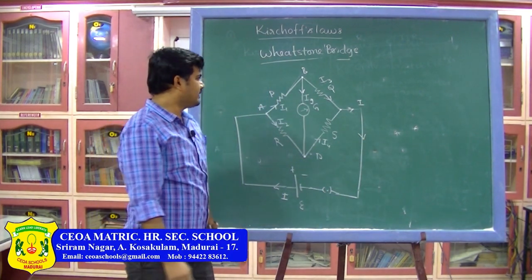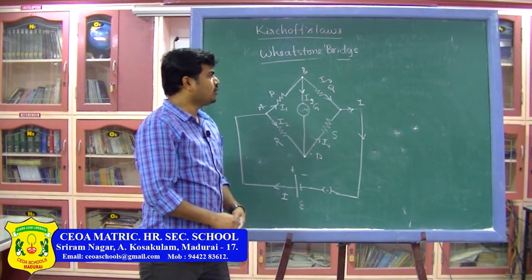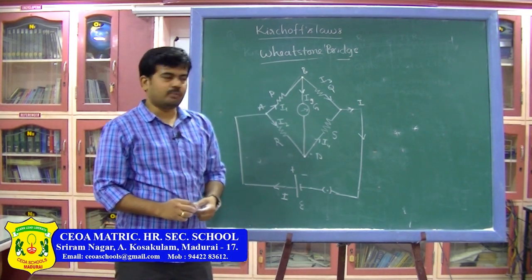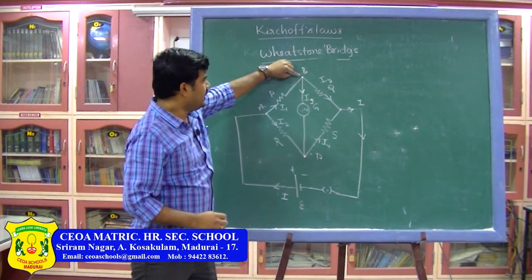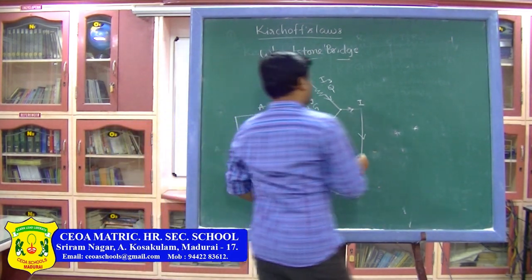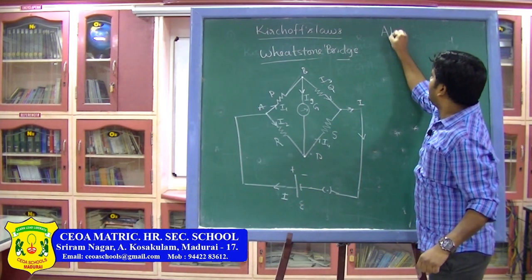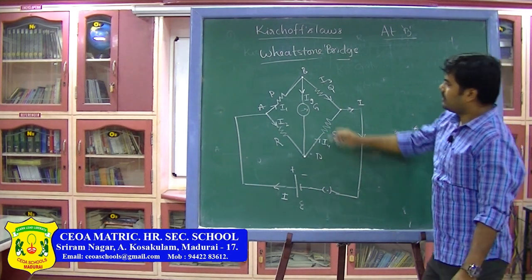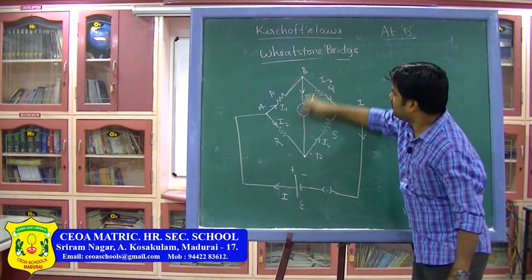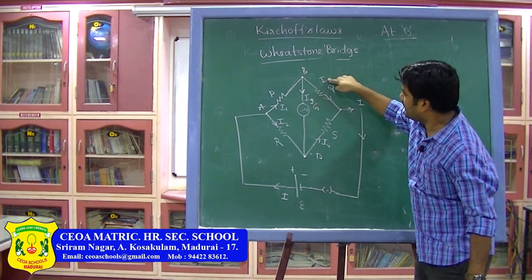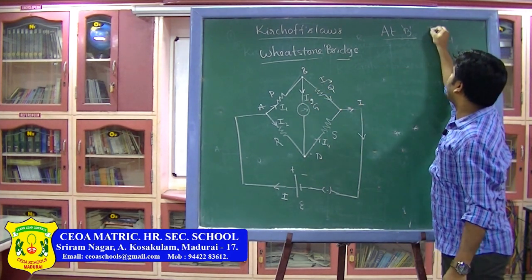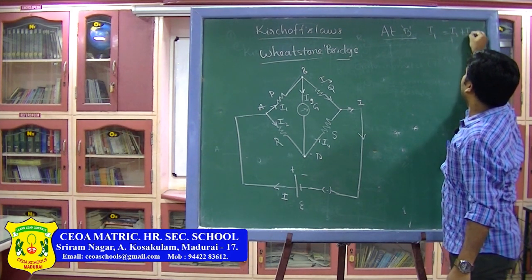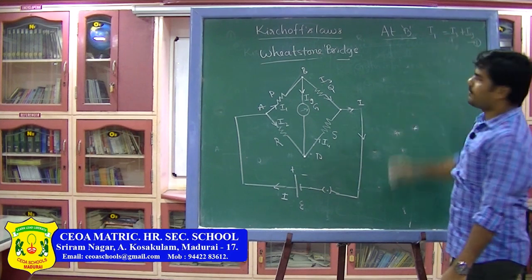Now let us select the junctions and loops, and let us see how to apply Kirchhoff's rules for finding the balancing condition of the Wheatstone bridge. First let us apply the junction rule at the junctions B and D. So let me write the equations at junction B. At junction B, the current towards the junction is I1 and the currents away from the junction are I3 and Ig. So I can take I1 is equal to I3 plus Ig. This is equation number 1.